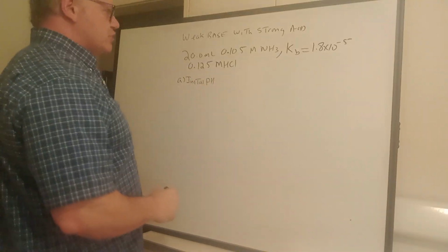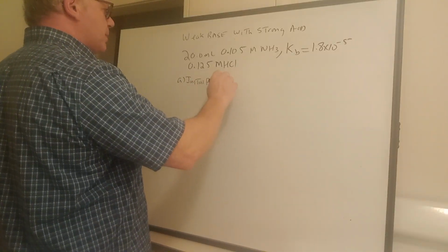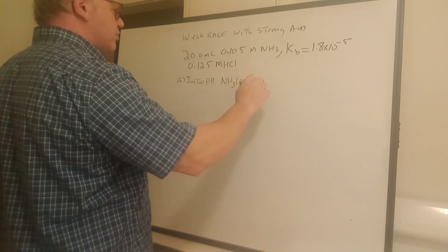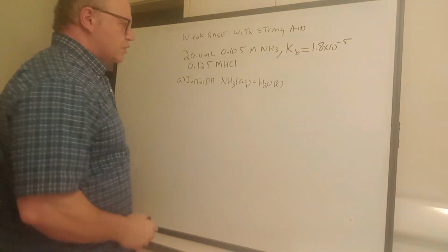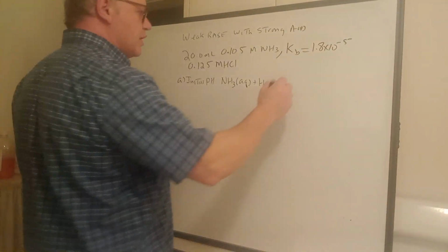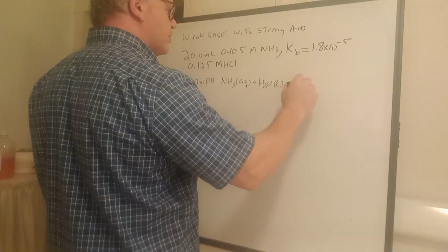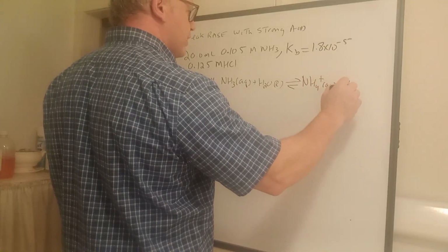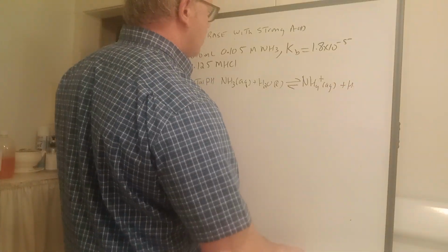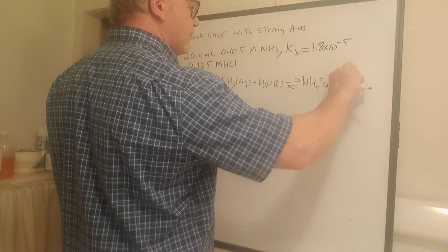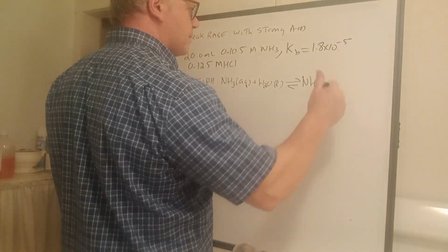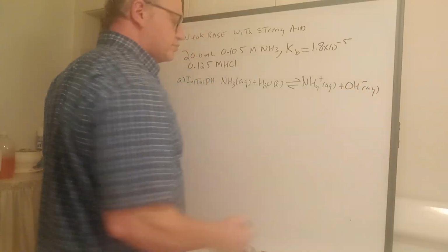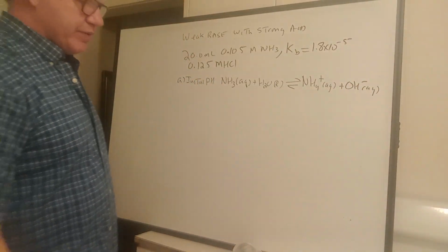So the way I would do it is write down the equilibrium of ammonia. We've got ammonia and water in equilibrium with the ammonium ion and the hydronium ion. Excuse me, that's wrong. What do we have? We have the OH minus, right? Still thinking of weak acids. So we have the hydroxide ion.